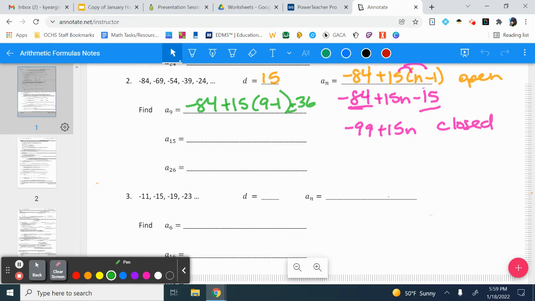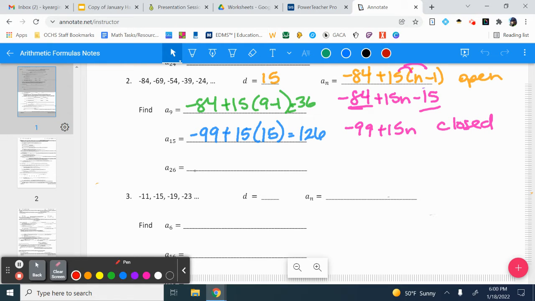Now let's say that I wanted to use the closed formula for a of 15, which means the 15th term. So I would simply do negative 99 plus 15, and then I'm looking for the 15th term, so I'd plug that in. And I got the 15th term to be positive 126.